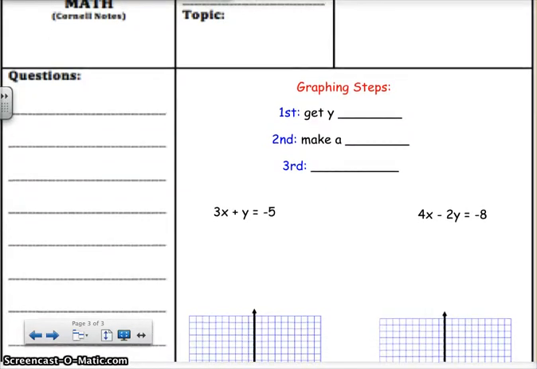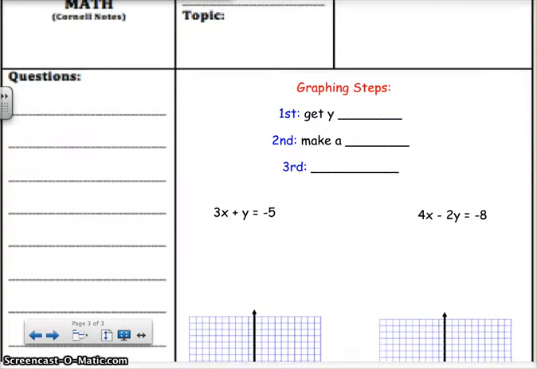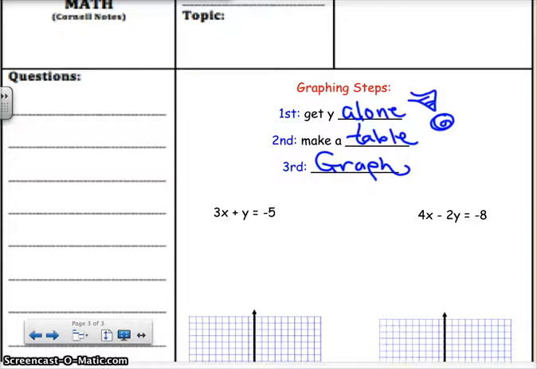Okay, so the first thing you do is get y alone. Get y alone. Make a table is the second thing you do. And third, you graph it.